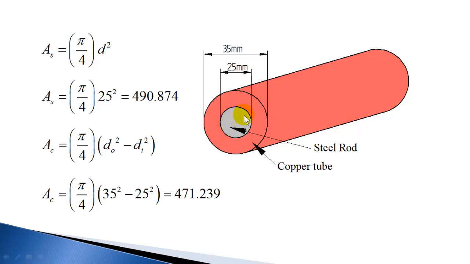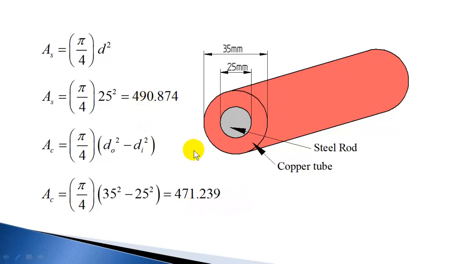Now you can find the area of cross section of steel, pi by 4 into d square, where d is the diameter of the steel rod. The diameter is 25, so pi by 4 into 25 square, you get 490.874 mm square. Now the area of cross section of copper is pi by 4 into d naught square minus di square. The outer diameter is 35 and the inside diameter is 25, so pi by 4 into 35 square minus 25 square, you get 471.239 mm square.